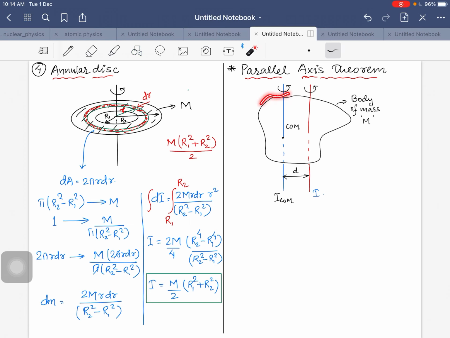Now you see the parallel axis theorem. In the parallel axis theorem, if there are two axes which are parallel to each other, suppose if the body will rotate about this axis, we can write the moment of inertia. If the body will rotate about this axis, we have to write the moment of inertia. So what is the condition? That the two axes should be parallel. That is the first condition.